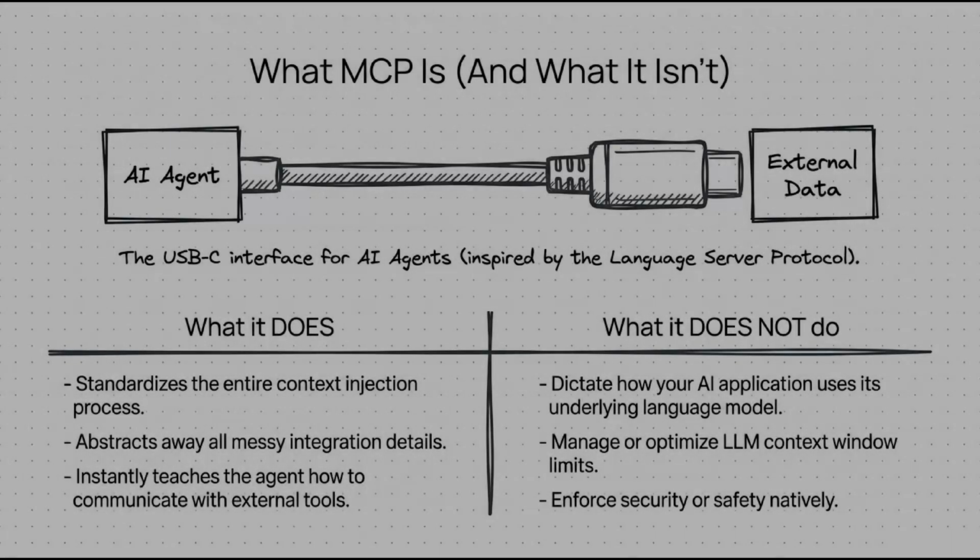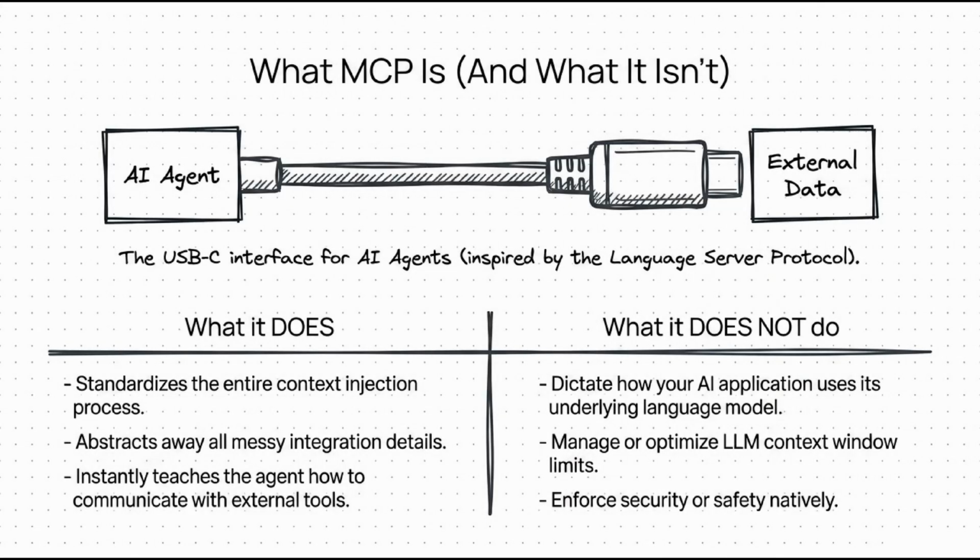All right, Section 1. Let's meet the Universal AI Standard and see how it tackles this integration nightmare. So, what is it exactly? The Model Context Protocol is an open, standardized protocol that enables seamless integration between LLM applications and external data sources. It completely standardizes the entire context injection process.